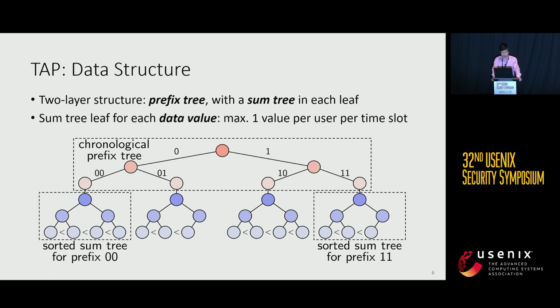So in our system, there are two layers of data structure defined. The first layer is the chronological prefix tree, and the second layer is the sorted sum tree. Each user can only have one value per time slot, but a single person can control multiple users. Here, we assume that a server with the ability to create infinite dummy users, with too many fake accounts being created, would be noticeable to the auditors and the regulator.